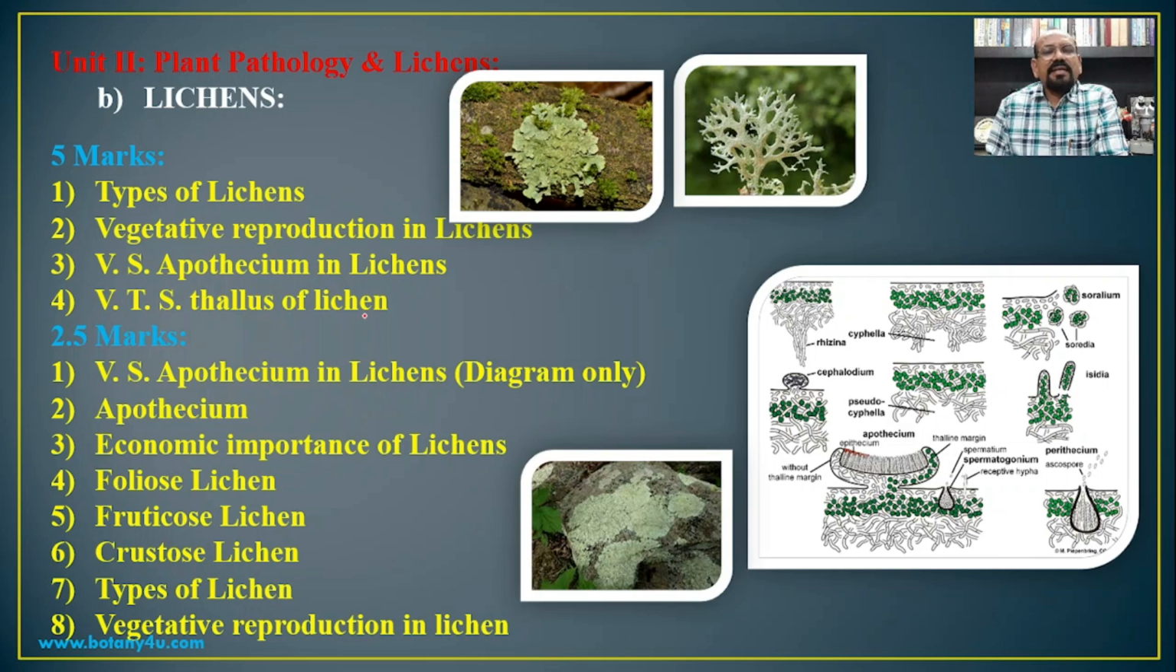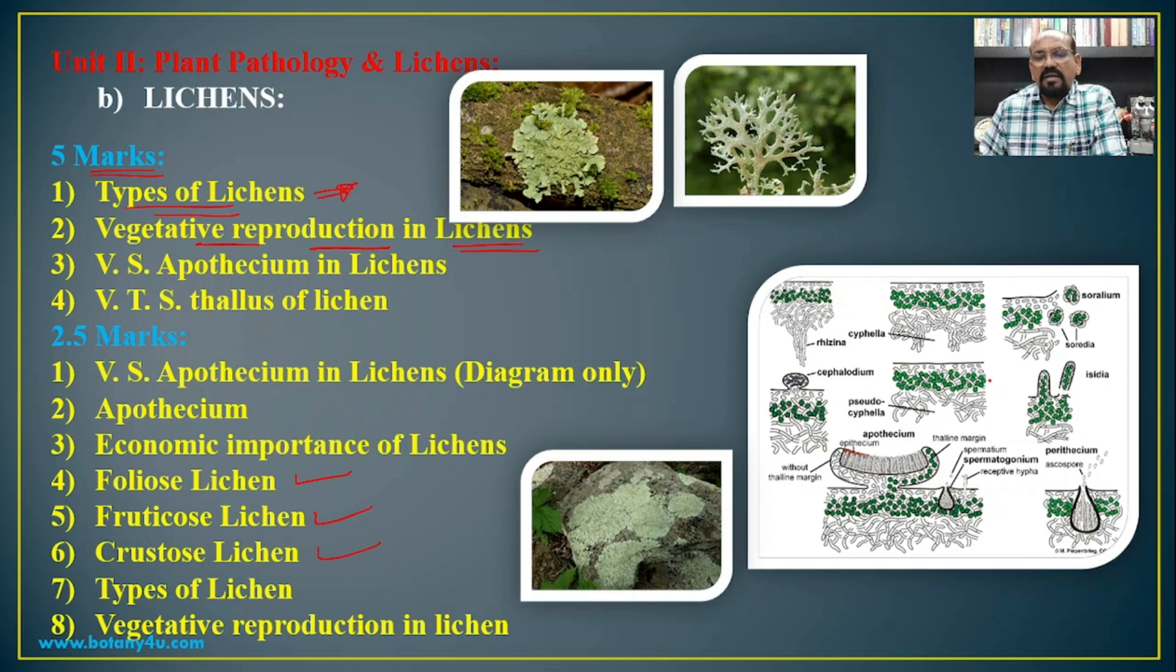In the second unit, the other topic is lichens. Again, in a 5 mark question, the first question is the types of lichen. We have already studied the 3 different types of lichen, that is foliose lichen, fruticose lichen, and crustose lichen. So along with diagrams or figures, we can describe these 3 different types of lichen in this question. Then vegetative reproduction in lichen, again a 5 mark question earlier asked in the university examination.